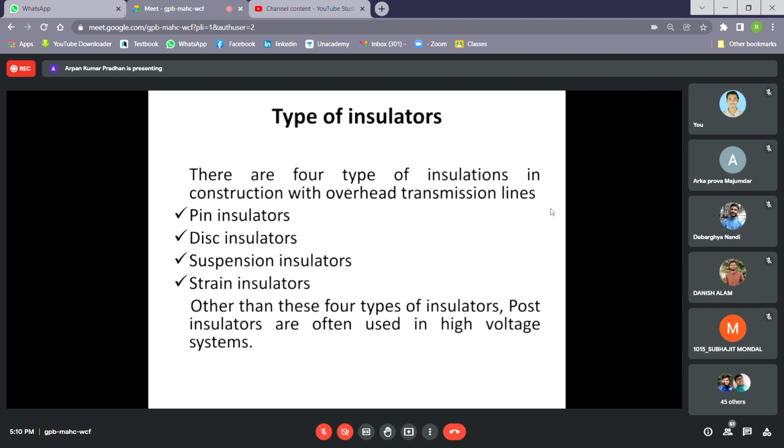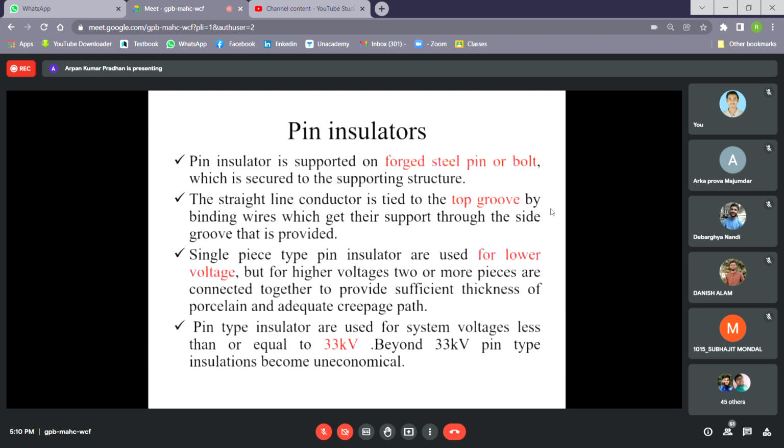First one is the pin insulator. As I have already mentioned, the pin insulator is supported by a pin or bolt. That means there is a metal iron or metal rod which supports the weight of the insulator. And at the top portion there is a groove through which the transmission line passes.